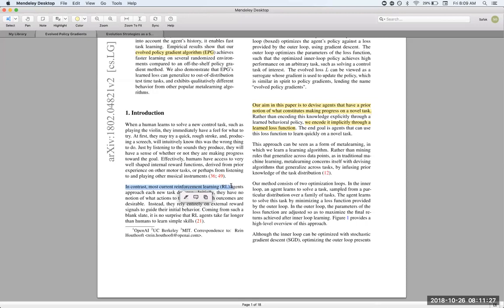So there is an inner loop and an outer loop. The inner loop is the standard policy gradient method, where the policy function is simulated by a neural network, and the outcome of the neural network is the actions. Imagine, if you're familiar with regular deep convolutional neural networks, like ImageNet dataset object classification, you have convolutional layers that output 1,000 classes, right?